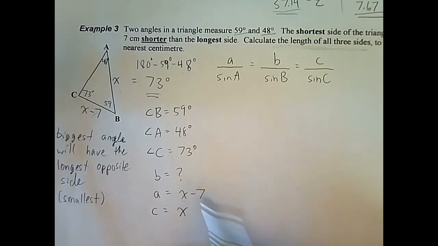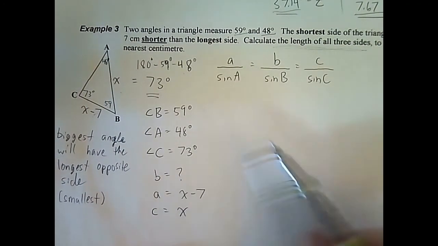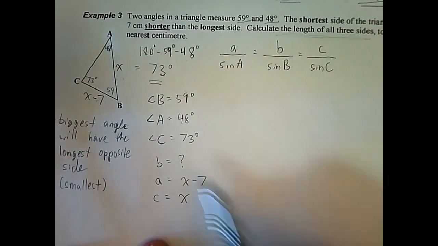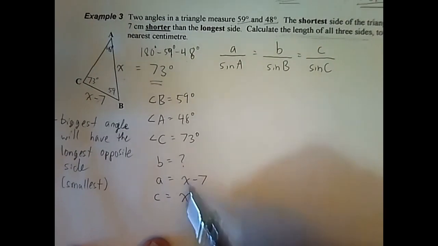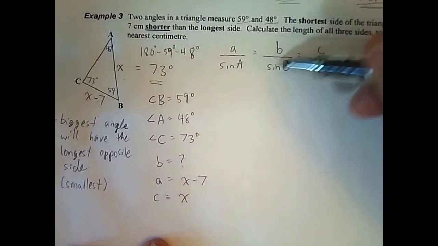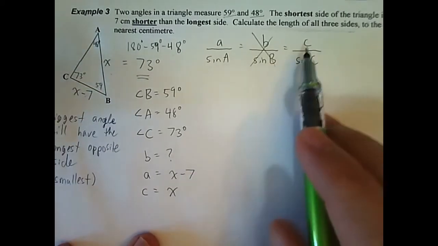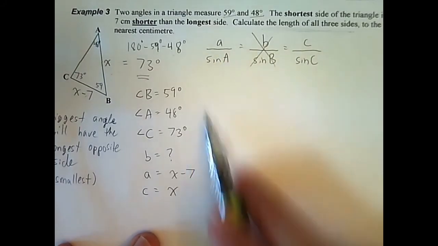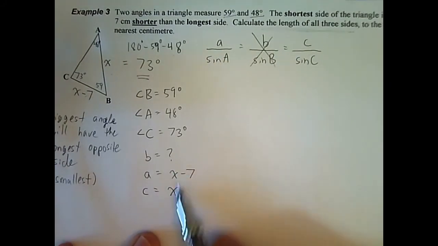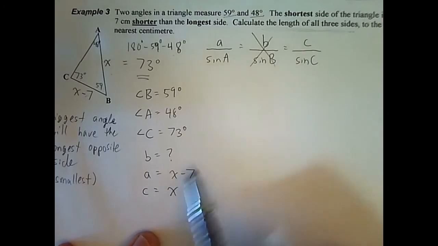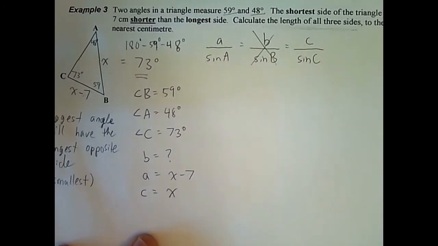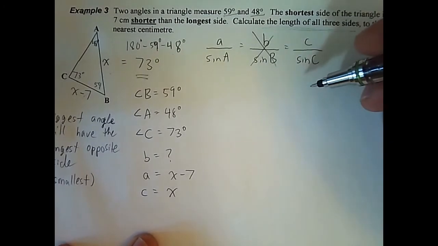So I don't know what side B is. We have to find all side lengths eventually, but there's no value, there's not even a variable we could solve for. So I'm not going to use ratio B in this case. I'm just going to use A and C because I can fill in everything for A and C, and I'll be able to solve for this variable. So now we're isolating for variables within our sine stuff. It's a little bit of work, but we'll be able to do it.